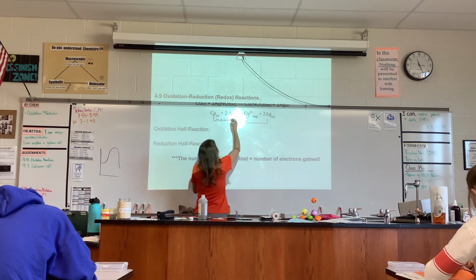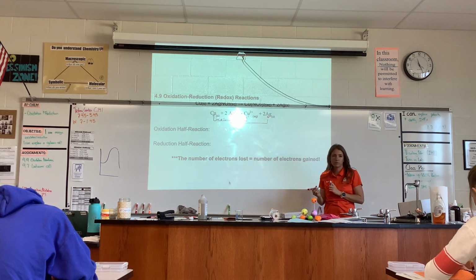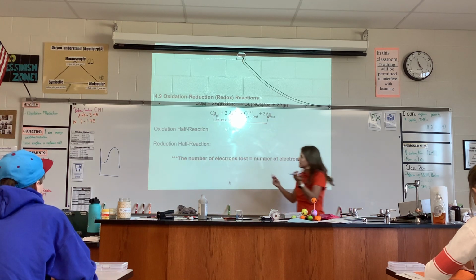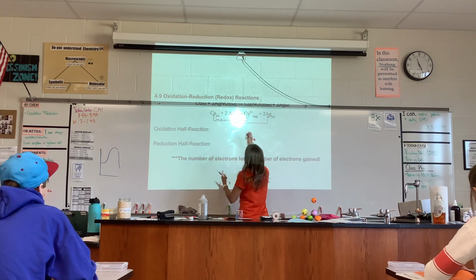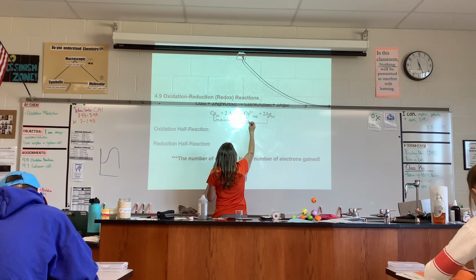The silver is going from a +1 to a 0. So it's going down. There you go. So it's gaining electrons, which we call reduction.